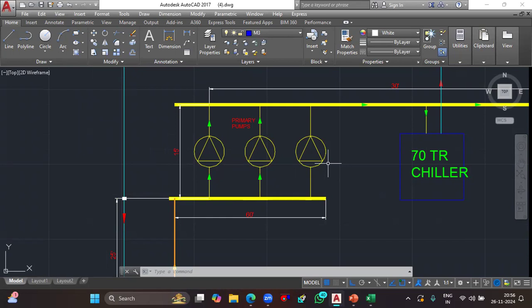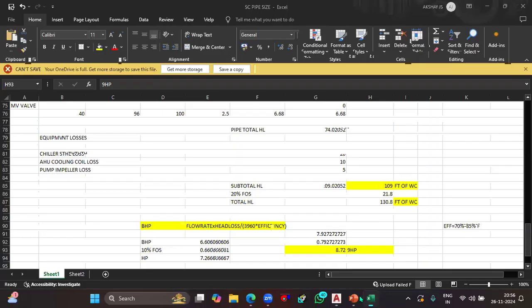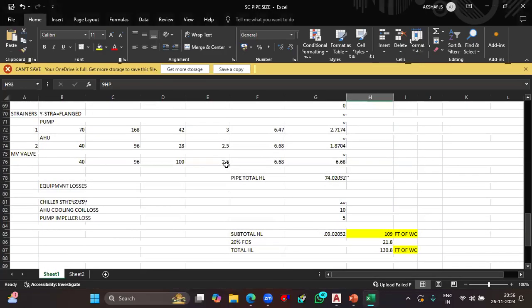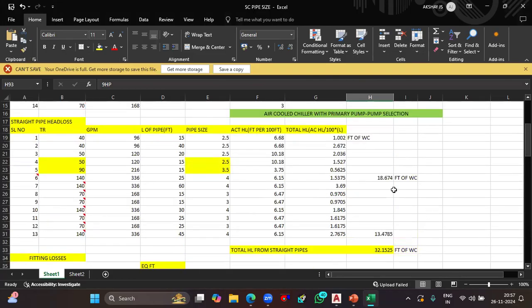That's it. Suppose it is a water cooled chiller and you need to find the actual HP of the secondary pump also, you can do the same calculation. Here we considered the supply and return scenario, isn't it? But if you're having the secondary pump, you don't need to consider the return scenario. That means among the straight pipe head loss, we just added the supply and return head losses, isn't it? Instead of that, you can add up the entire value.